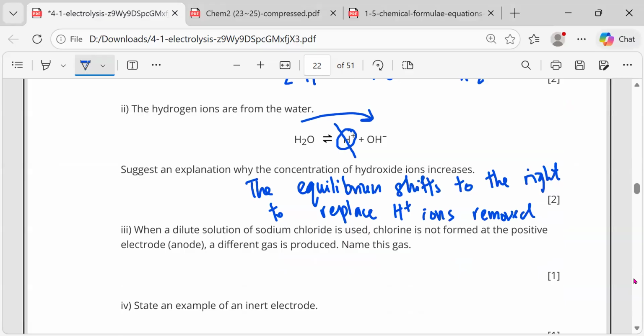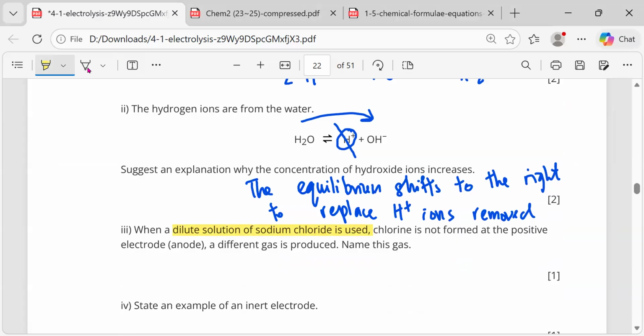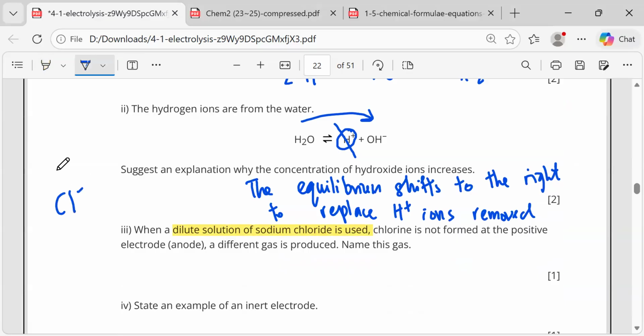When a dilute solution of sodium chloride is used, chlorine is not formed. A different gas is formed. So if it's concentrated, remember, you choose chloride. But if it's dilute, you choose hydroxide. Hydroxide becomes what gas? Oxygen.